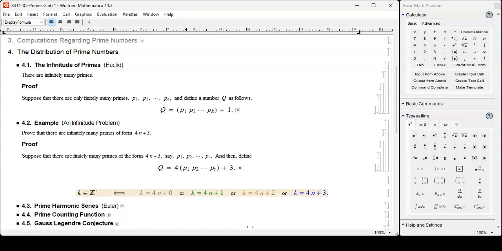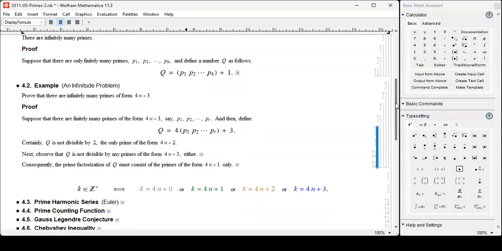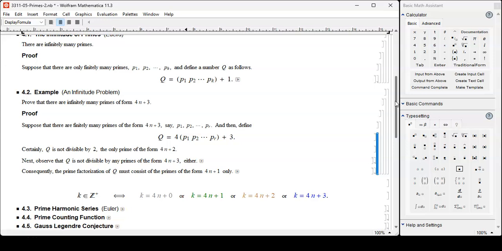So this is a bit harder. Ready? Okay, let's begin with a simple observation. Certainly, this capital Q is not divisible by 2. This is an odd number. Do you see that? 4 times something is an even number, plus 3 is an odd number. So 2 does not divide Q, which is the only prime of the form 4n plus 2. So brown is done. Not divisible by any prime of this form.